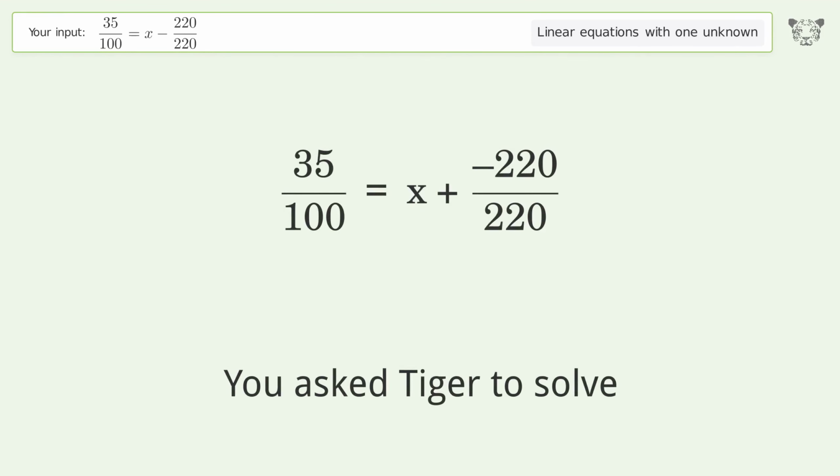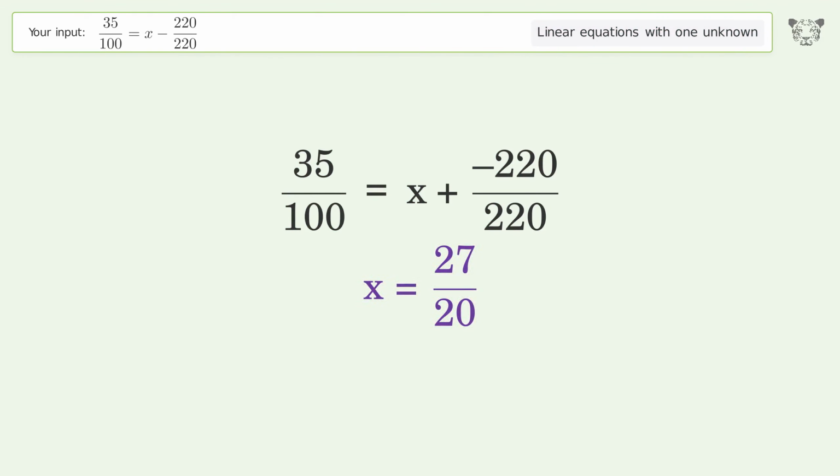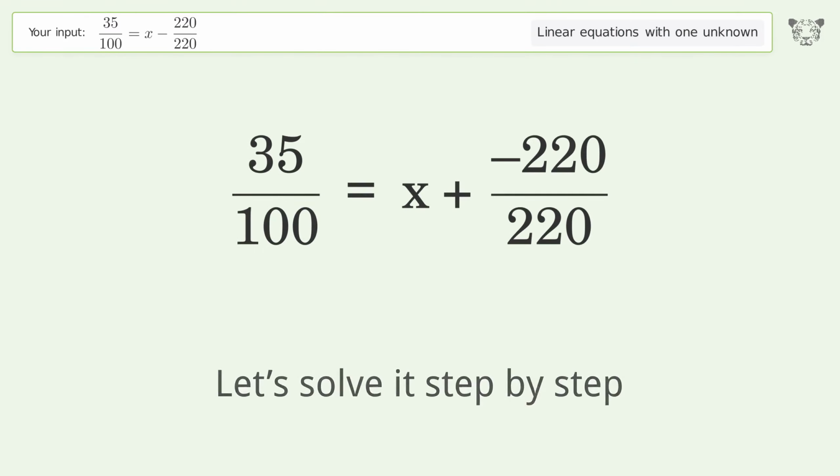You ask Tiger to solve. This deals with linear equations with one unknown. The final result is x equals 27/20. Let's solve it step by step.